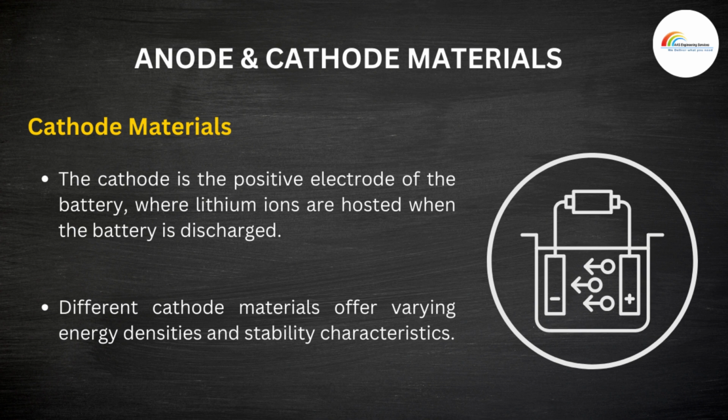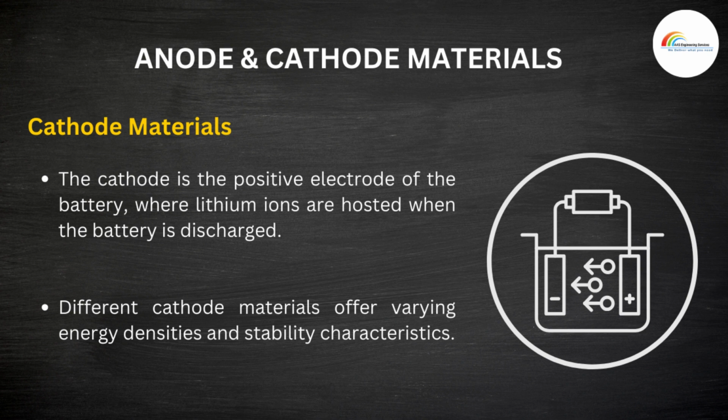Cathode definition. The cathode, or the positive electrode, is where lithium ions are hosted when the battery is discharged. Common cathode materials. There are several common cathode materials used in lithium-ion batteries. Lithium cobalt oxide, LiCoO2. One of them is lithium cobalt oxide, often referred to as LiCoO2. It offers high energy density, making it suitable for many applications.